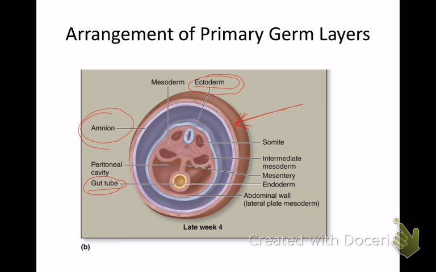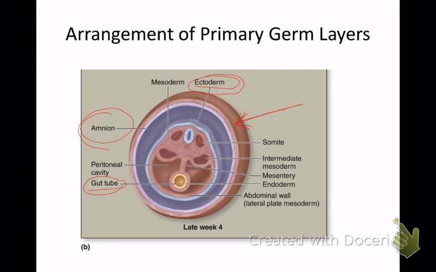So the endoderm at this point is just lining the gut tube. But there are things that grow off of your gut tube that you need to know of. Your liver, actually. Your pancreas, as he mentioned in the short video we watched. Even your lungs grow off of the gut tube. So they're all made of what kind of tissue? That would be endoderm.